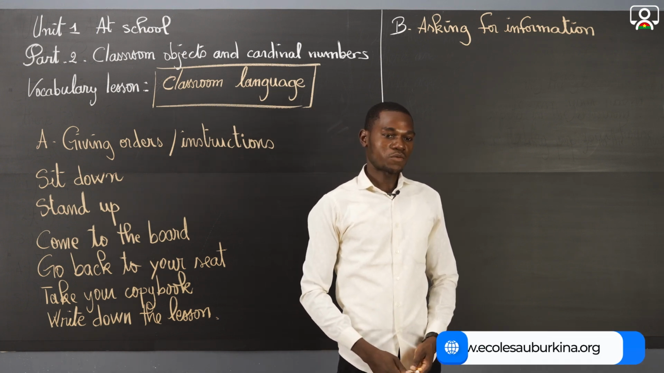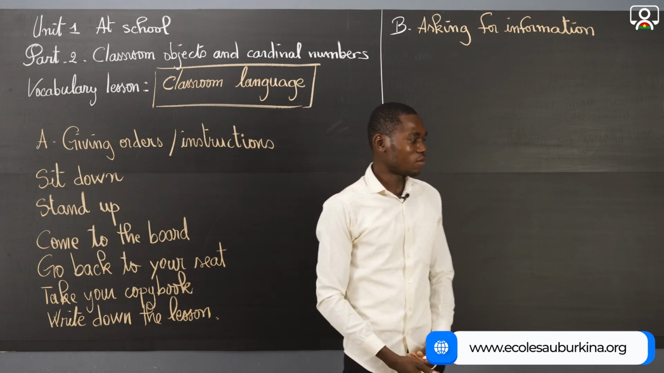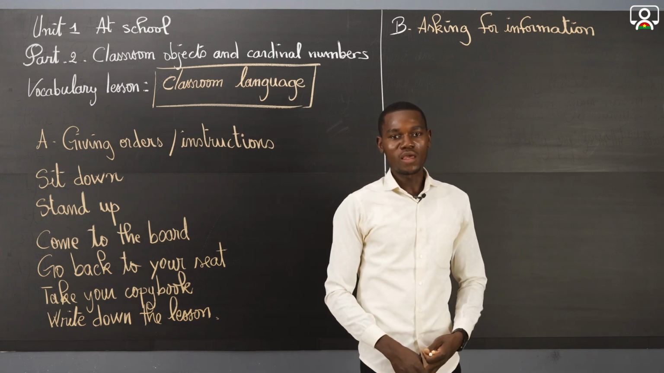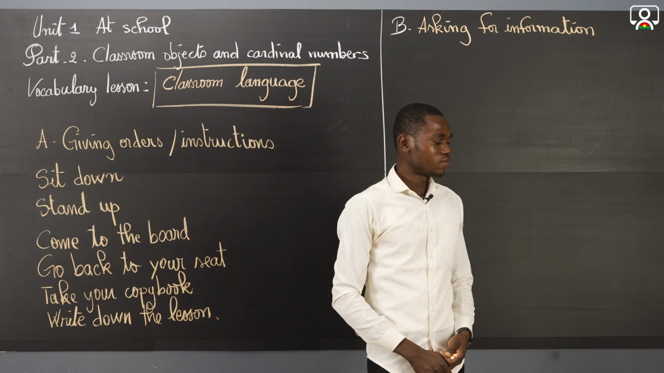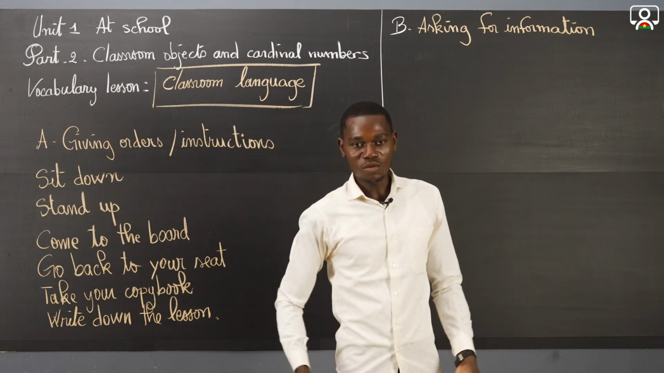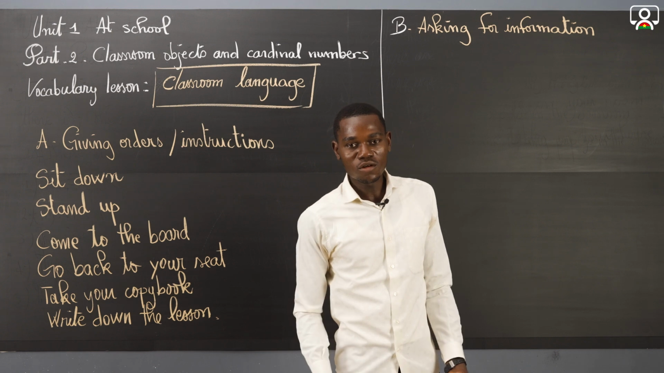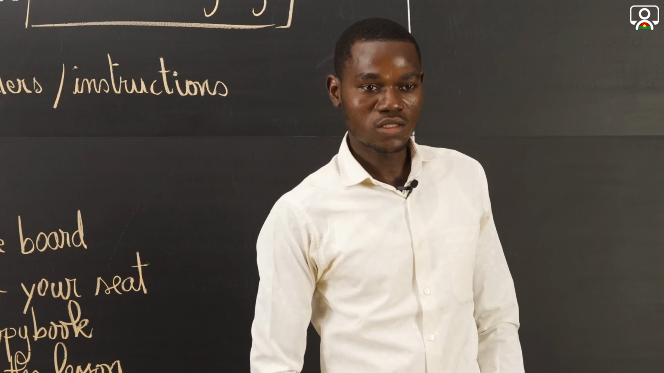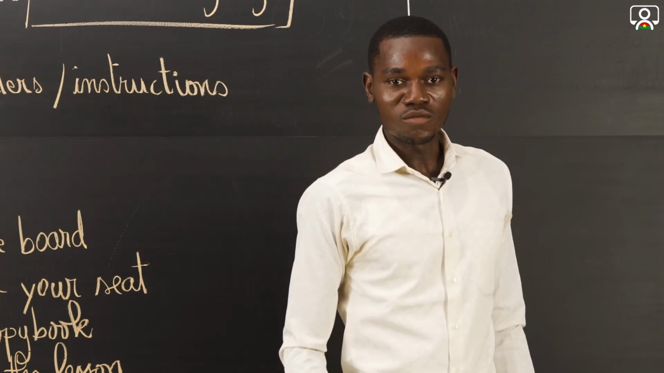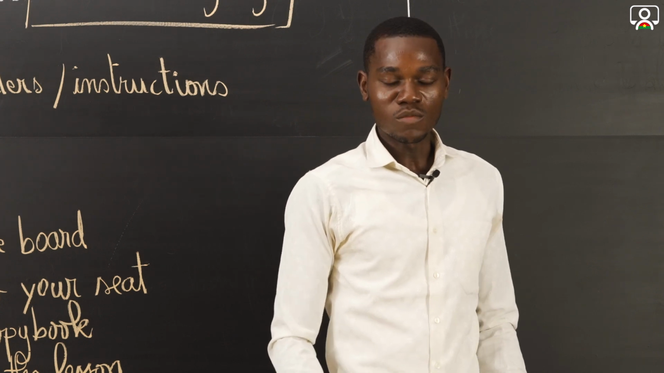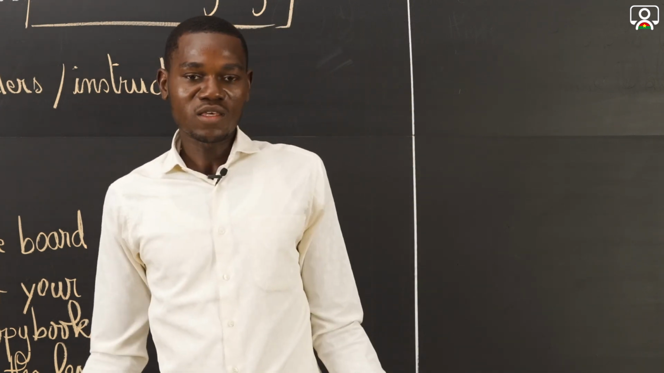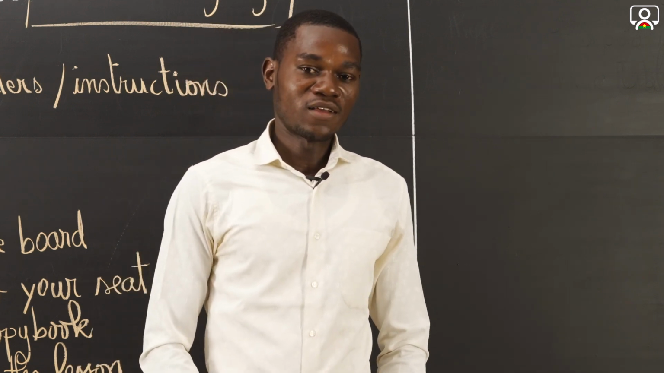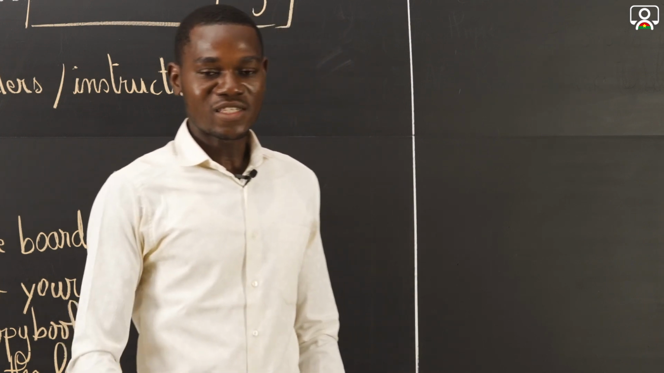Now, the first expression I'm going to give you about asking for information is, excuse me, do you know? For example, excuse me, do you know where the bank is? This is a full sentence. Excuse me, do you know where the bank is? Which means, I don't know where the bank is. Now, I have to ask for information. Quand on ne sait pas, on se renseigne.